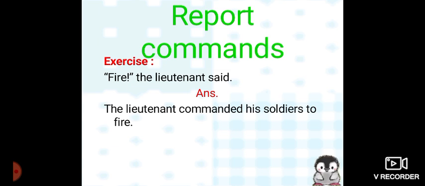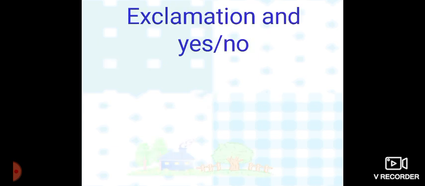So here there is no ordered person, so there is no receiver person. Here we want to imagine that and add "his soldier." The lieutenant always commanded his soldier, right? So we want to add here: the lieutenant commanded his soldiers to fire. "To" is a conjunction that we want to add here.